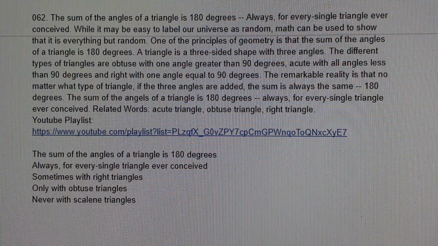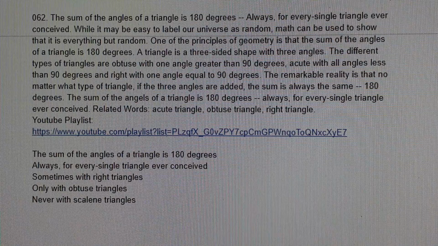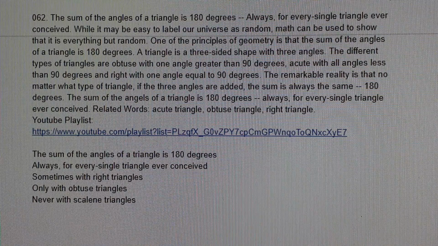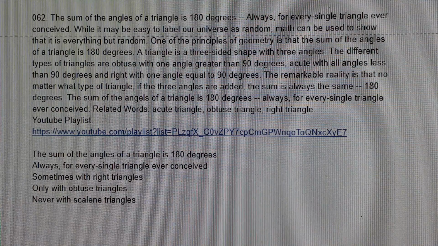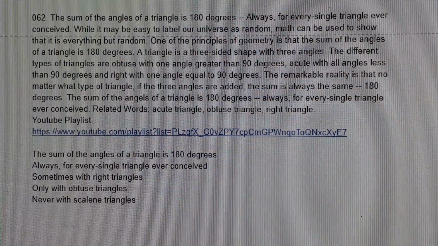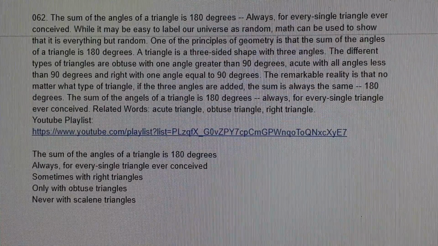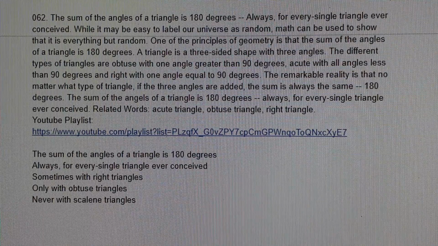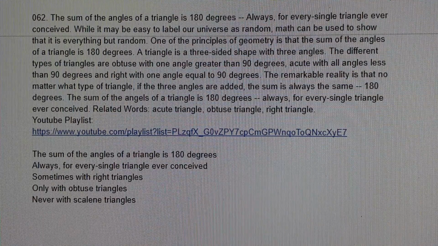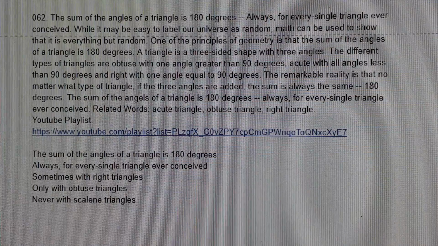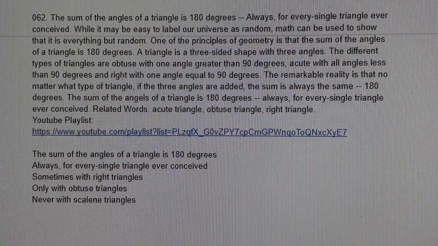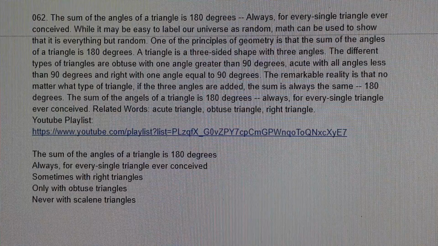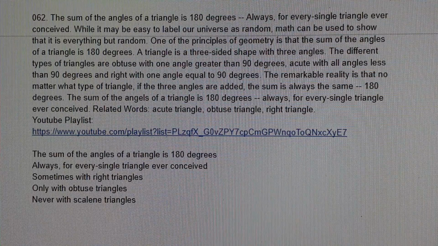everything but random. One of the principles of geometry is that the sum of the angles of a triangle is 180 degrees. A triangle is a three-sided shape with three angles. The different types of triangles are obtuse, with one angle greater than 90 degrees, acute, with all angles less than 90 degrees, and right, with one angle equal to 90 degrees.